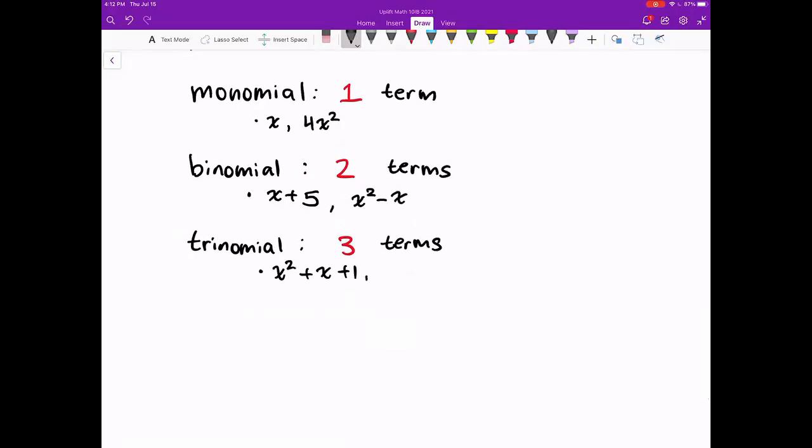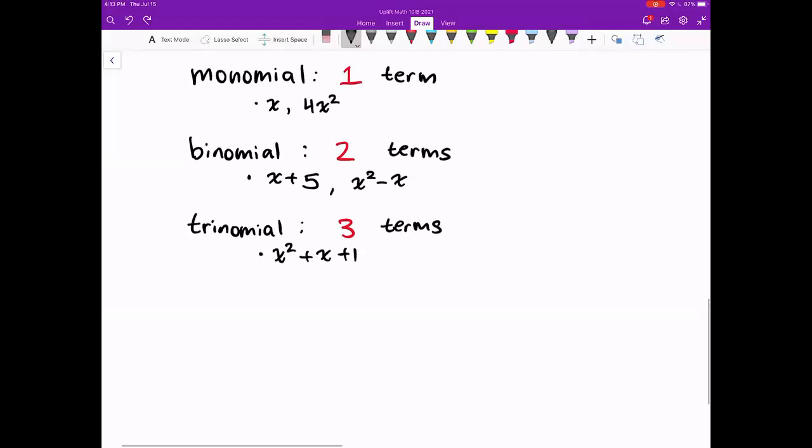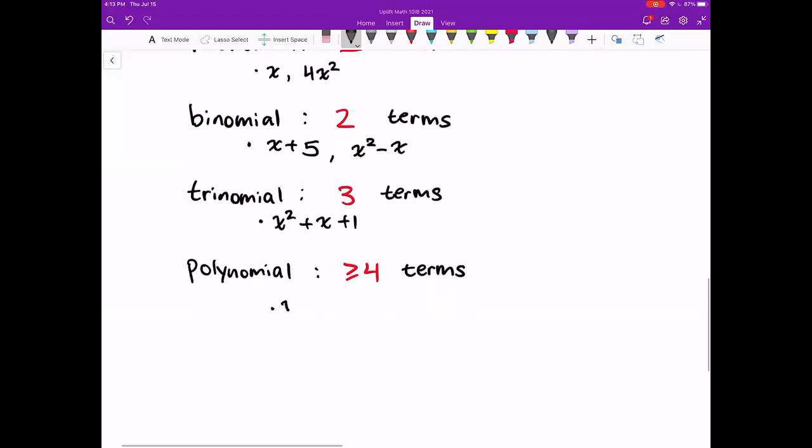And we have the most general term, which is a polynomial. It essentially describes any number of terms, but it normally only describes anything above 3 terms, because we don't want to call something a quadnomial. That kind of sounds weird. So we just describe anything that has more than 3 terms as a polynomial. We can have something like x to the power of 5 plus x to the power of 4, plus x to the power of 3, plus x to the power of 2, plus x, plus 1. We would call that a polynomial.